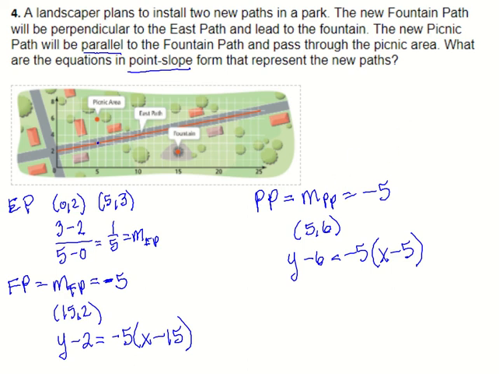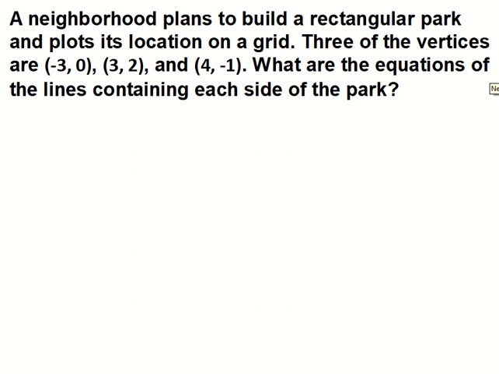All right, last problem. A neighborhood plans to build a rectangular park and plot its location on a grid. They gave us 3 of the vertices: (-3, 0), (3, 2), and (4, -1). What are the equations of the lines containing each side of the park? So a rectangle has 4 sides, so we're going to need 4 slopes and 4 equations.